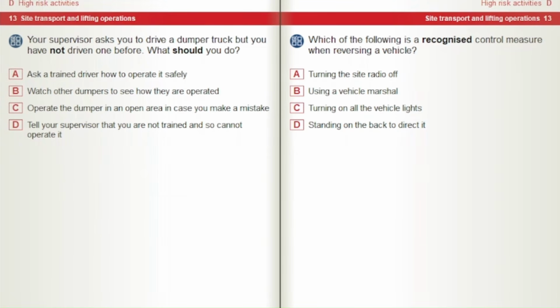Which of the following is a recognized control measure when reversing a vehicle? Turning the site radio off. Using a vehicle marshal. Turning on all the vehicle lights. Standing on the back to direct it.